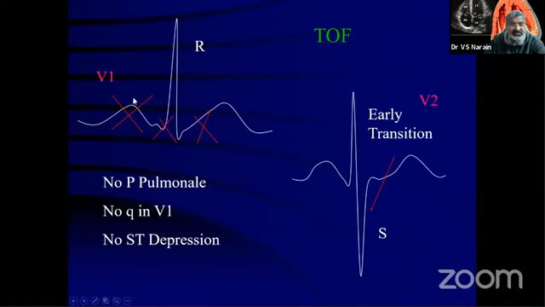How do you differentiate between the ECG of tetralogy and trilogy?